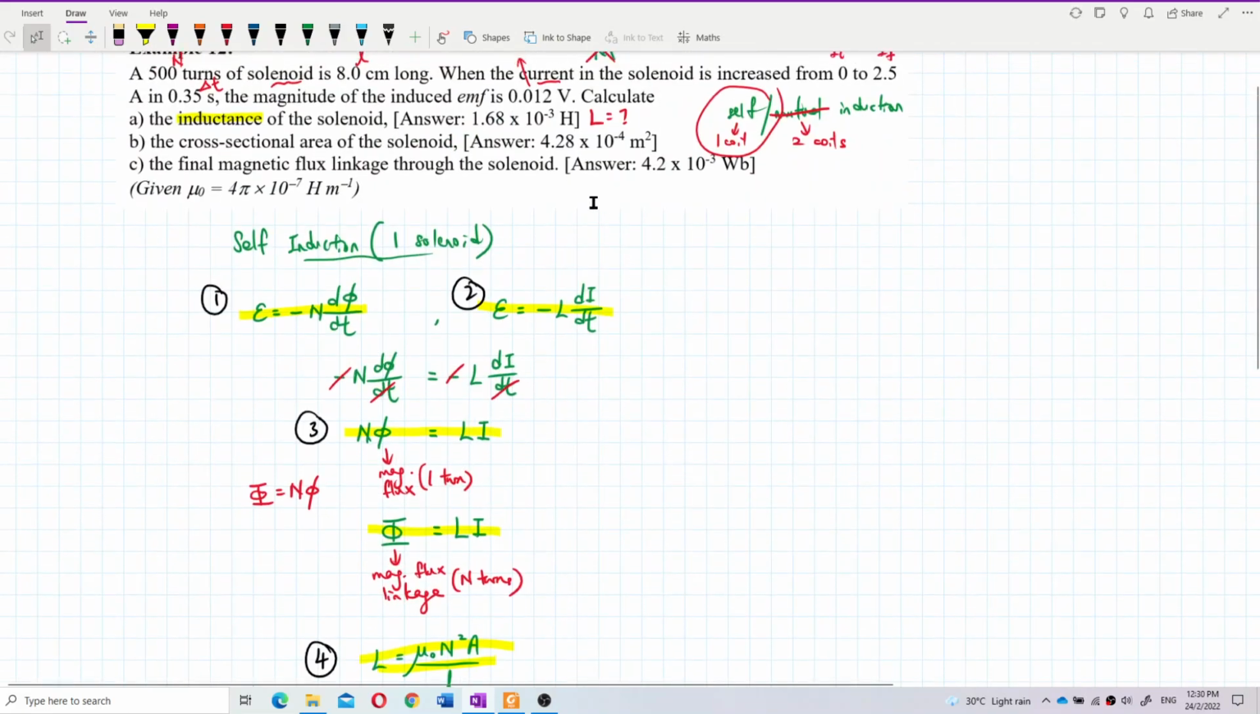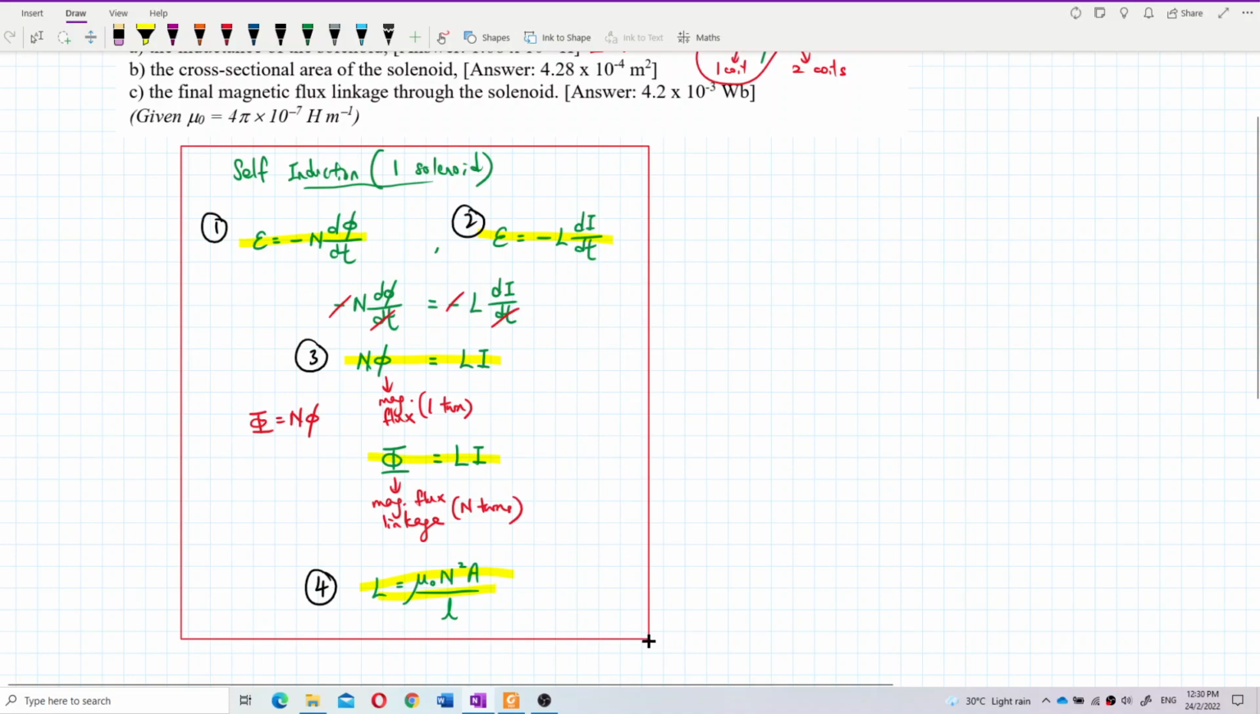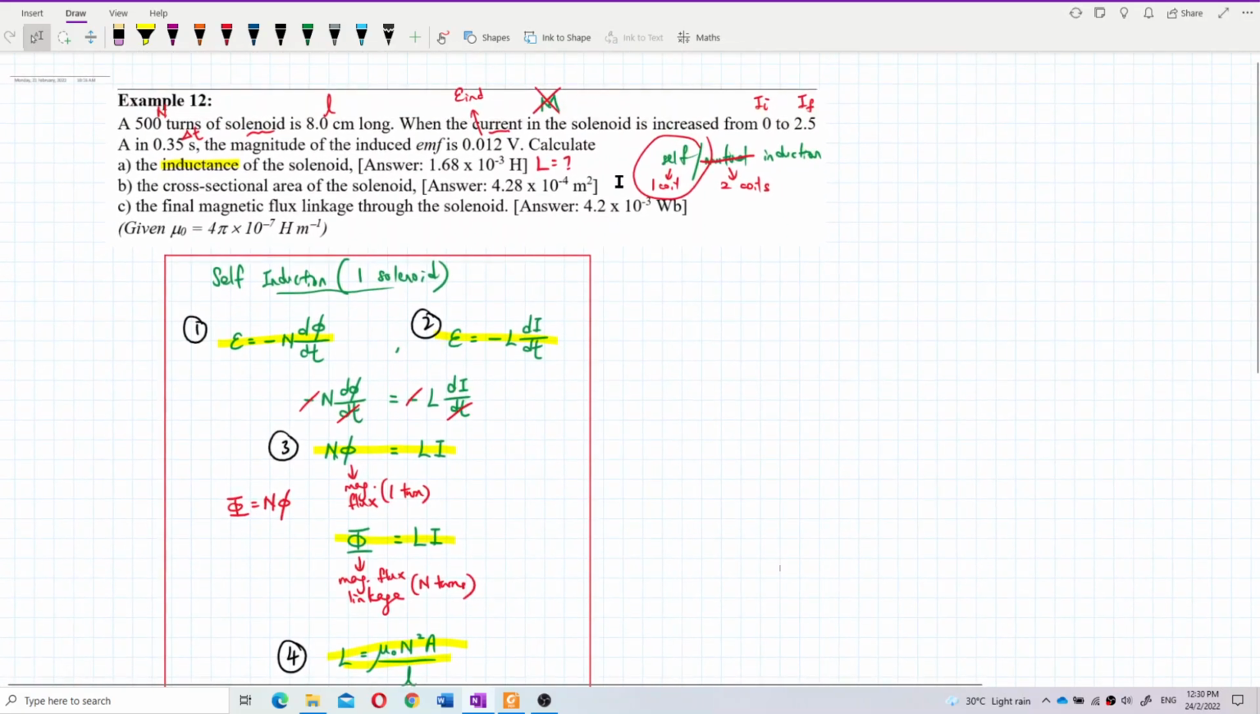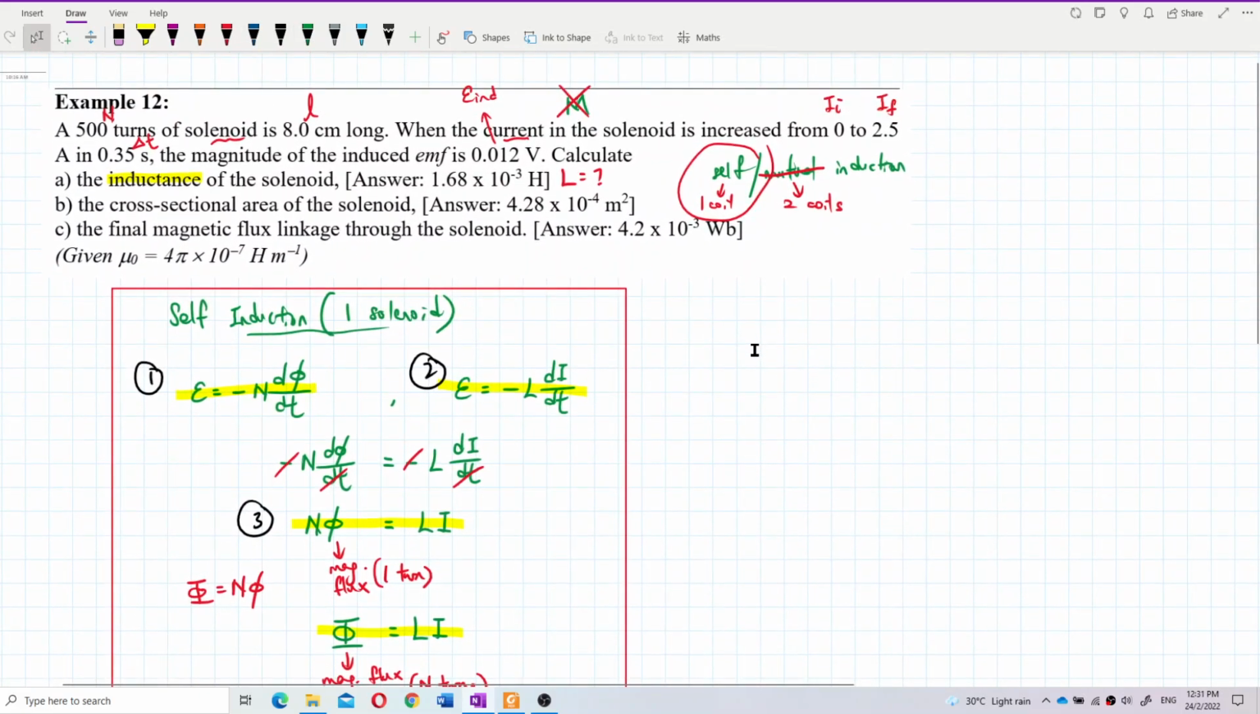Okay, I'm going to use all these formulas to solve the questions. Now for question A, I want to find the inductance L. So which formula can I use? I have the induced EMF, the initial current, the final current, and the change of time. I can use the second formula.